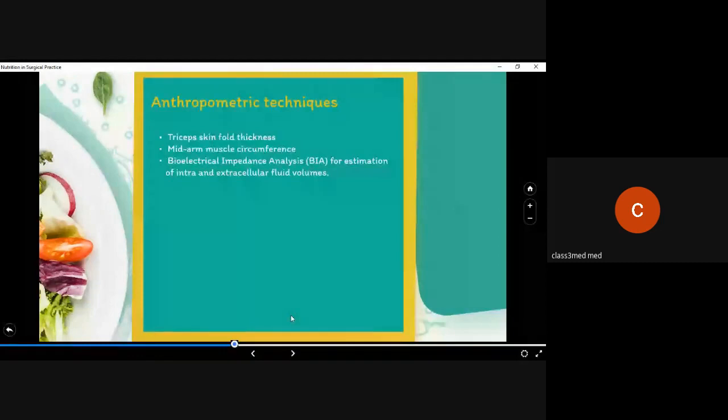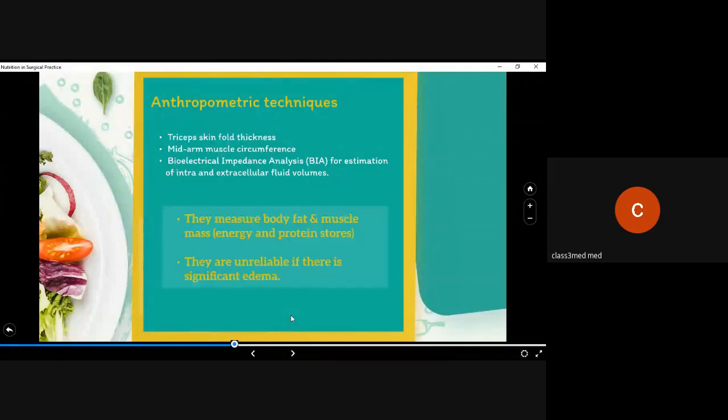We said already body weight and anthropometric techniques. Anthropometric techniques are a bedside test to calculate the muscle and the fat stores of the body in the form of triceps skin fold thickness, mid-arm muscle circumference, and bioelectrical impedance analysis for estimation of intra and extracellular fluid. They measure the body fat and muscle mass, meaning energy and protein stores, and they are unreliable in patients with significant edema.